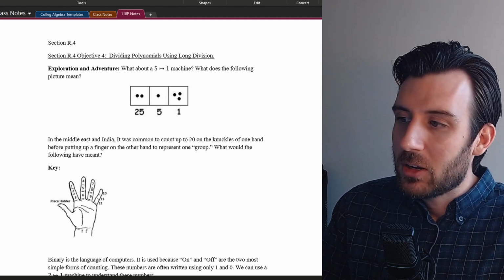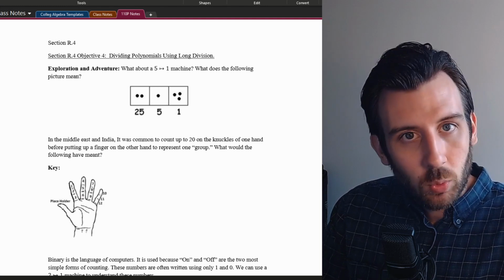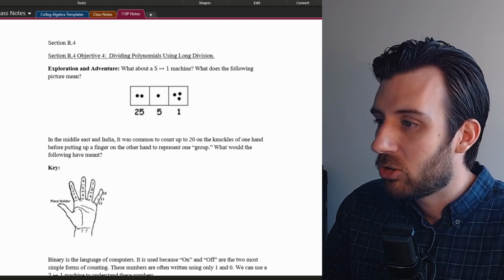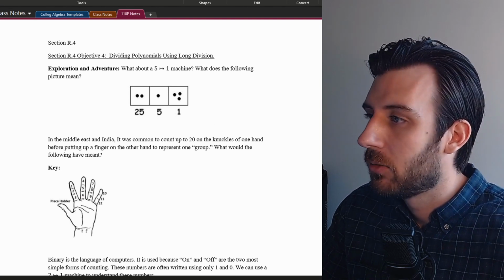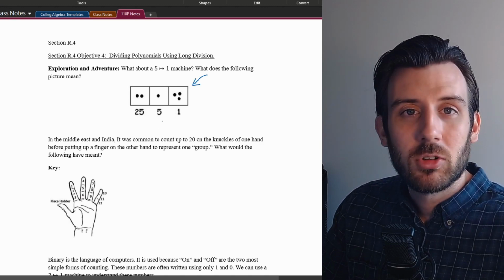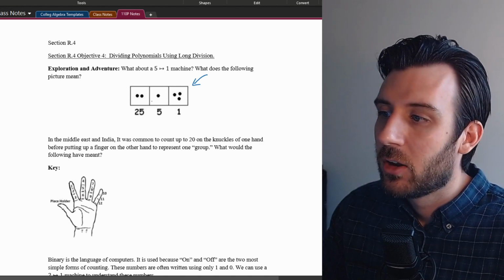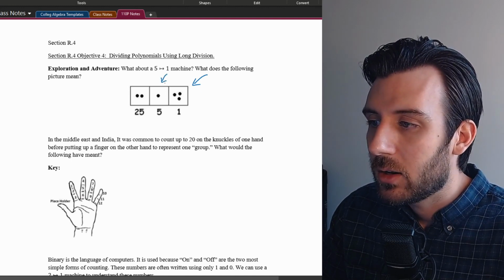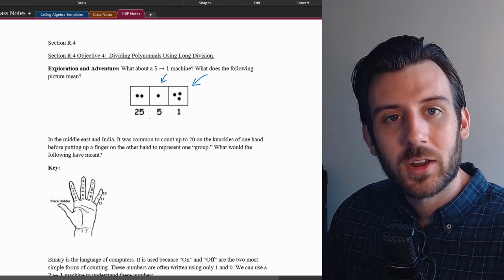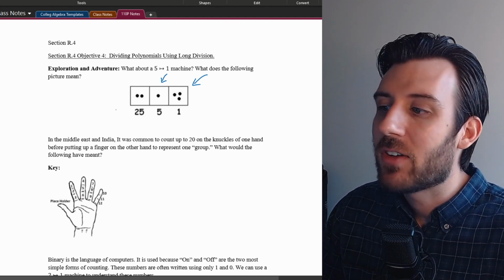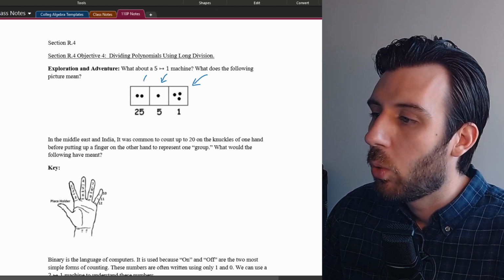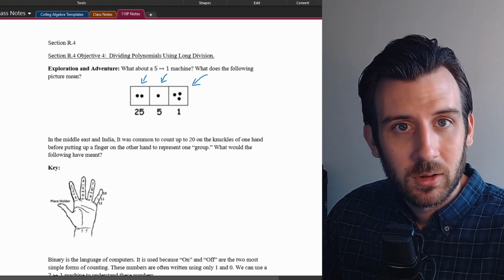Now, I'm going to introduce you to this idea of a 5-to-1 machine. A 5-to-1 machine essentially means that if I put 5 dots here, I'm allowed to collapse all of those dots, take them away, and put another dot in the 5 box. So if I have 5 ones, I can take all those out and put 1 dot in the 5 box. If I have 5 dots in the 5 box, I can take all of those out and replace them with 1 dot in the 25 box. Okay, does that make sense?